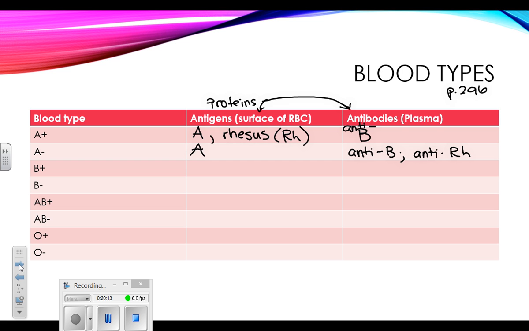So if I have an antigen, I don't have an antibody for it. That would be silly. I would attack my own blood and I would die. If I don't have an antigen, then I do have the antibody for it. So we'll fill in the B's. If I'm B positive, I have B and I have RH on the surface of my red blood cells. And in my plasma, I would have anti-A. If I'm B negative, I still have the B, but this time I have anti-A and anti-RH.